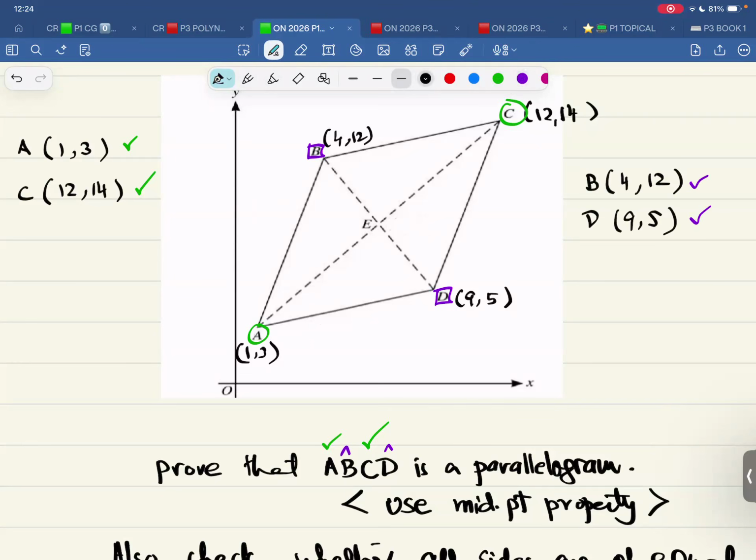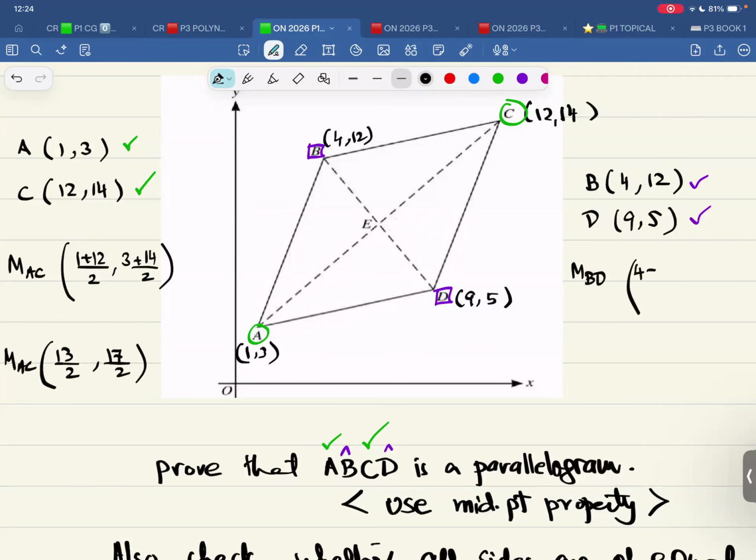So now the midpoint of AC is 1 plus 12 over 2, and 3 plus 14 over 2. Leave the answer in fraction form. That is 13 over 2, 17 over 2, the midpoint of AC. And the midpoint of BD should be 4 plus 9 divided by 2, 12 plus 5 divided by 2. Therefore, the midpoint of BD is 13 over 2, 17 over 2. Yes, these two are the same.